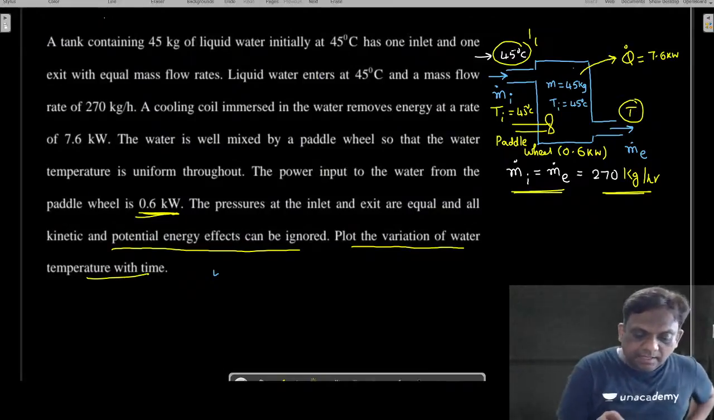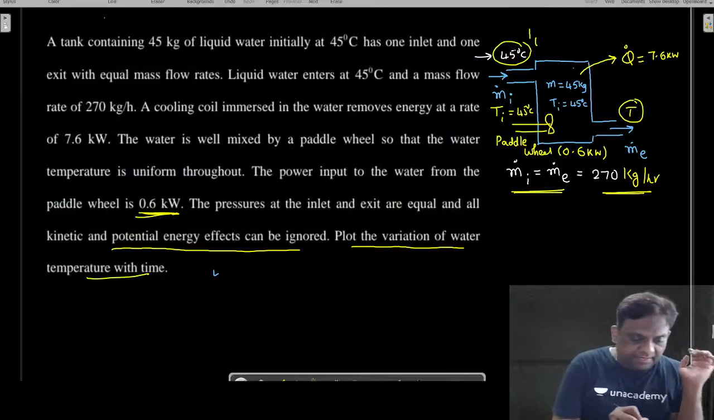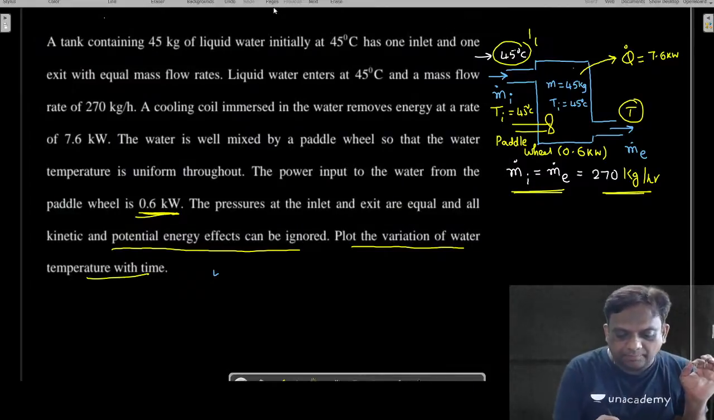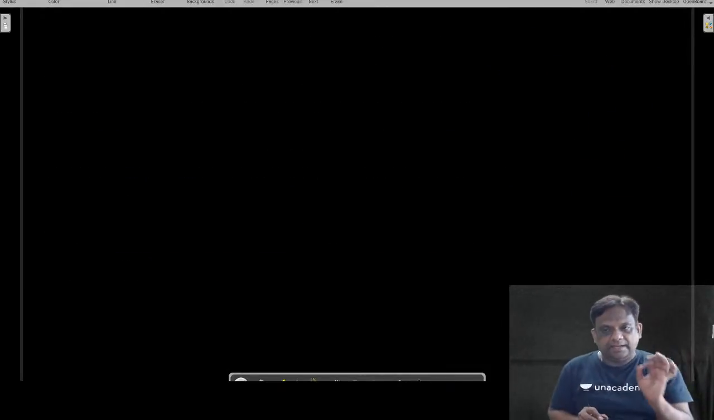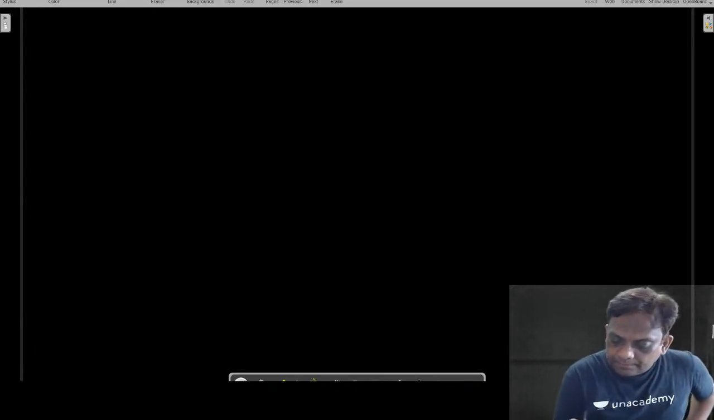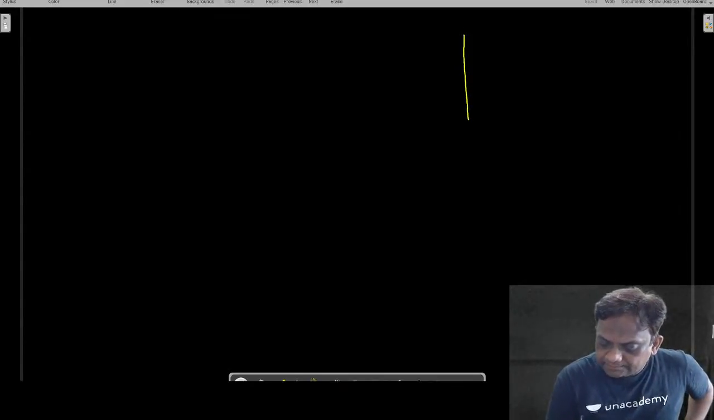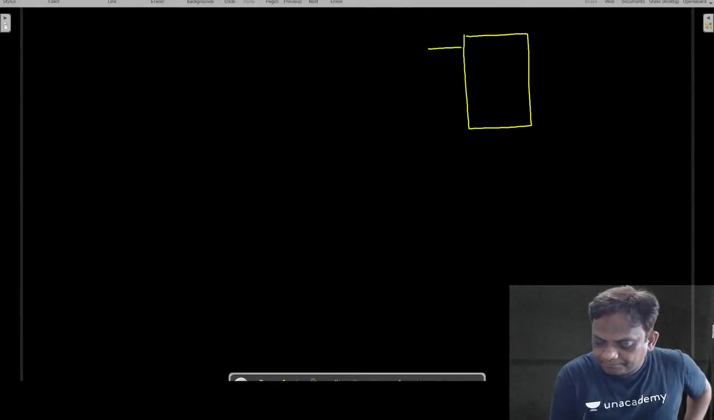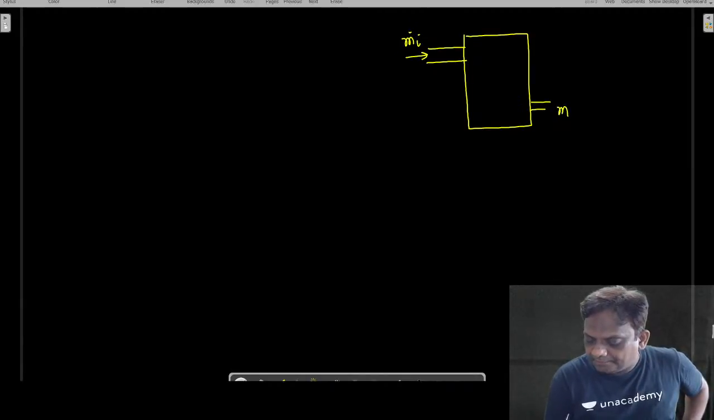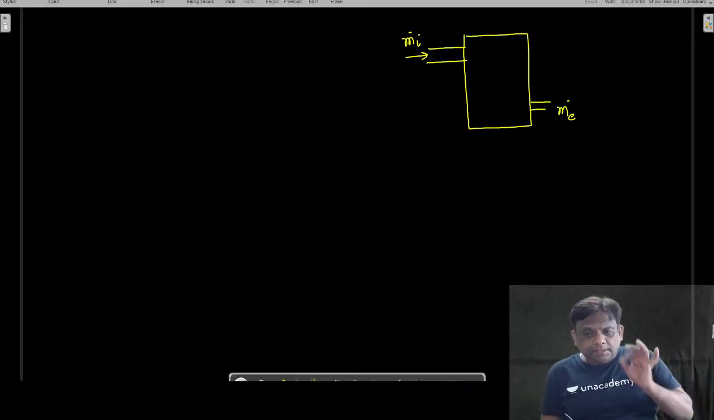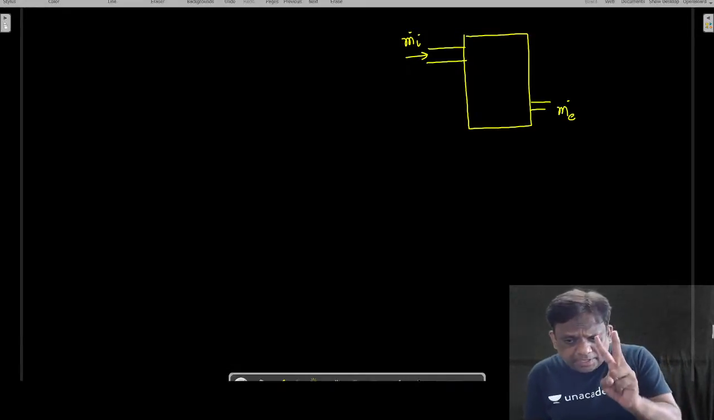Let me do this very clearly. No problem at all. Now look, I will tell you how to do it. Look carefully. There is a tank. First we will generalize. This is M dot I and this is M dot E. Okay. Now there are two equations.